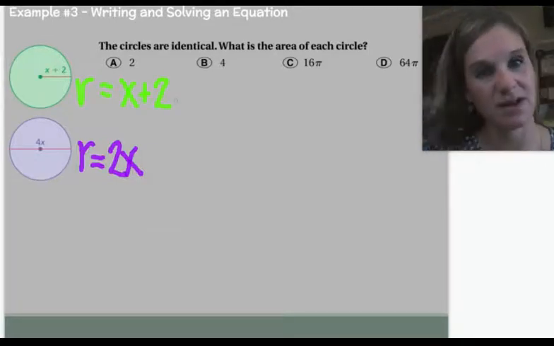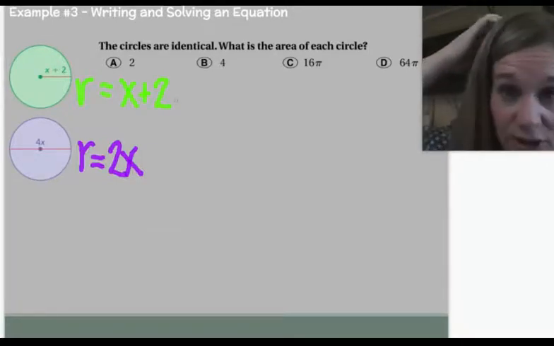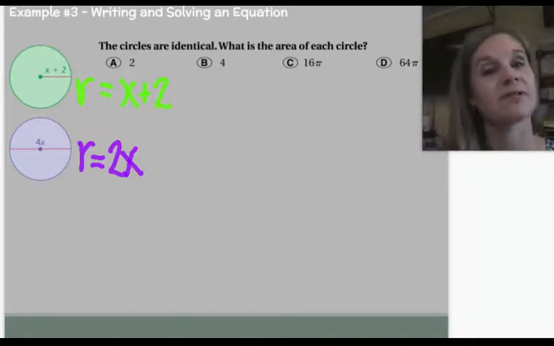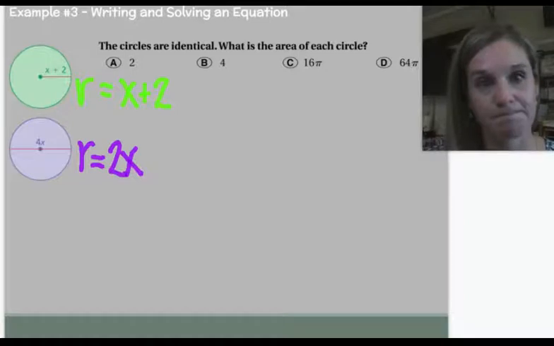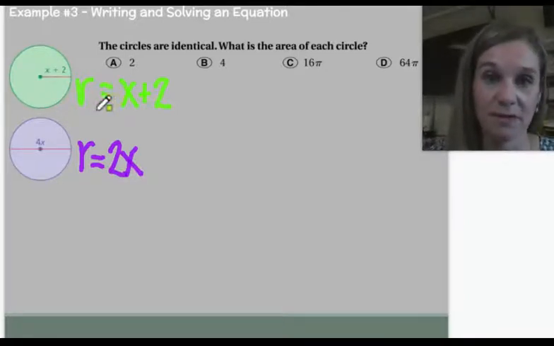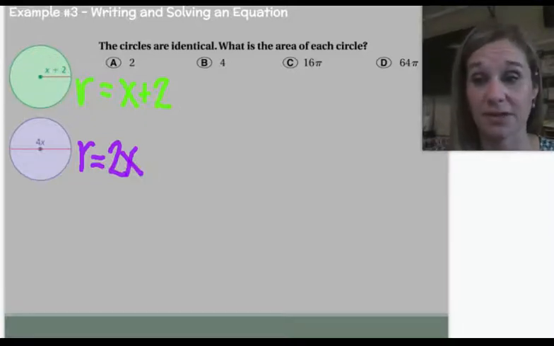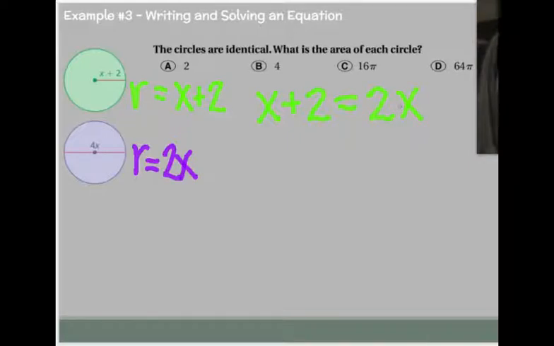So because these circles are identical, I can actually set these two equal to each other in order to work towards finding the answer of what their area is. But in order to do that, I would need to know the value of x. But I can actually solve that by setting them equal to each other since they're identical. And now I can solve for x because I've got an equation.